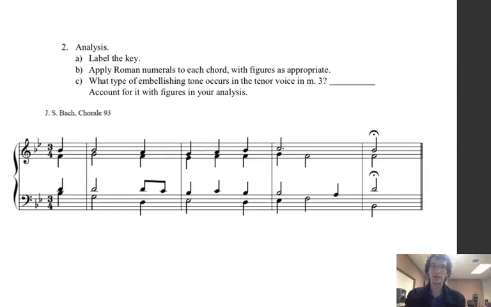And then for an analysis, label the key, apply Roman numerals to each chord with figures as appropriate. So you'll need to account for some of these things in your figures. Just like in last time's homework, you had to write 5, 4, 3 to show that there was a fourth moving to a third, right? And then you have to answer what type of embellishing tone occurs in measure 3, and then account for it with figures in your analysis. Okay, so that's like a redundant instruction, but that's how important it is, right? We don't want you to miss that.